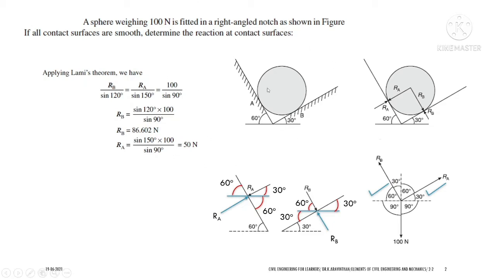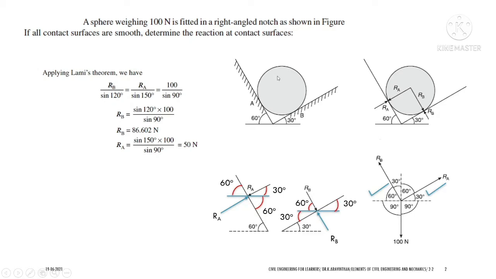When you look into the problem, it seems there are a number of unknowns here. But if you keenly look into the components, that is the force and reaction components, you can identify how much the surface has to support. So the RA support has to bear a load of 50 Newton and the RB support has to bear a load of 86.6 Newton.